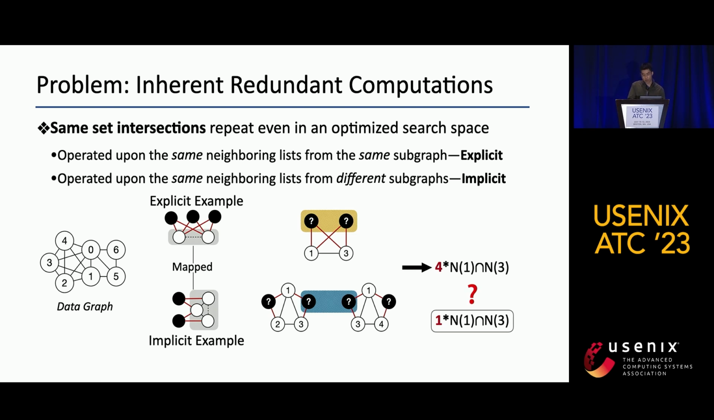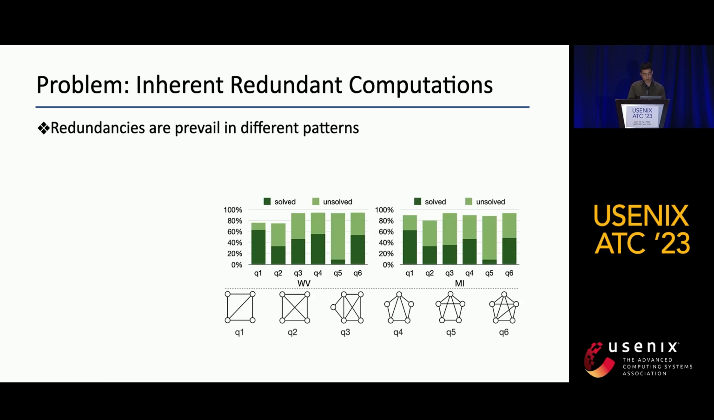This is challenging, however, because the redundant computations are spread during runtime and hard to predict. In particular, we examine various patterns and keep track of the number of set intersections specified by the operands' IDs. In the mining procedure, over 80% of the computations have been repeated.